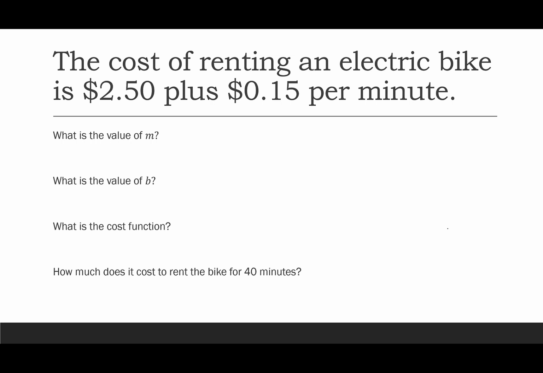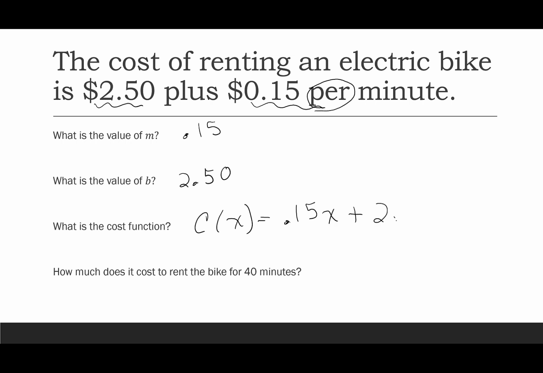So let's look through and see if we can figure out what's the slope. So $2.50 is the amount for like opening up the bike and like starting it. And then 15 cents per minute, that per really helps us to understand that's the slope. Per is like times x. So our slope is 0.15. The value of b says, well, what's the initial cost of just starting this bike? And that would be 2.50. And then if I want to make an overall cost function, which I definitely want to do, so we're going to call it c of x, where c will be cost, x will be minutes. It'll be 0.15 times x, there's that per coming in, plus 2.50.